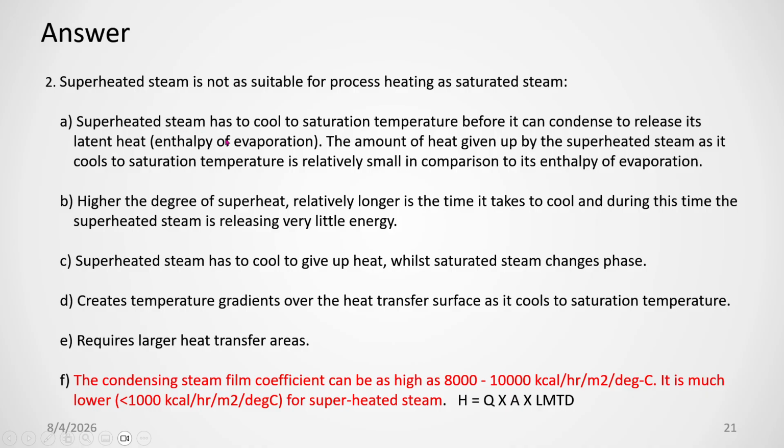That's why in a turbine we use superheated steam. But in a condenser or heat exchanger we use saturated steam, because superheated steam has to cool to saturation temperature before it can condense and release its latent heat. In the heat exchanger we are using the latent heat of steam. That is a tremendous amount of heat that can be transferred to the process. If you use superheated steam, the conversion will take a long time.